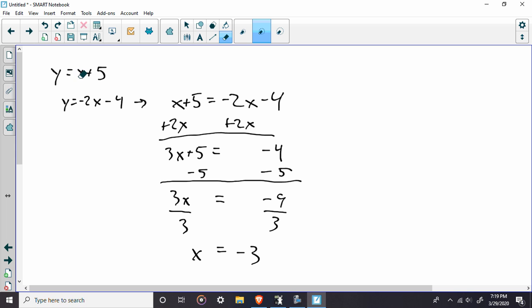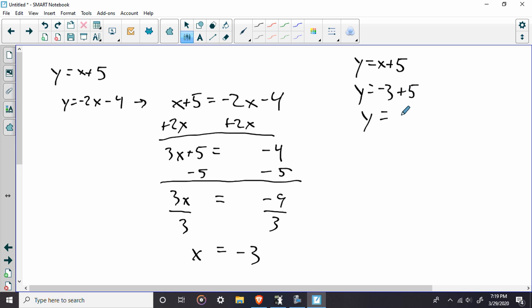Okay. Again, why? Because you just have the x by itself, right? No multiplication, so a little bit simpler. So we've got y is equal to x plus 5. Let's substitute in negative 3 for x, right? Because we said x was equal to negative 3. Negative 3 and 5 is going to be 2. So our answer is negative 3, 2.